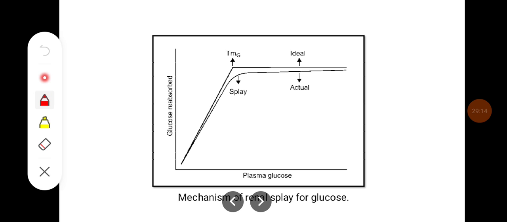And this diagram shows the transport maximum for glucose. When it reaches a certain level, when all the carrier proteins are exhausted, then it reaches the TMG. However, the actual and the ideal TMG curves are different because all the nephrons are not active at the same time, and this is called splay.